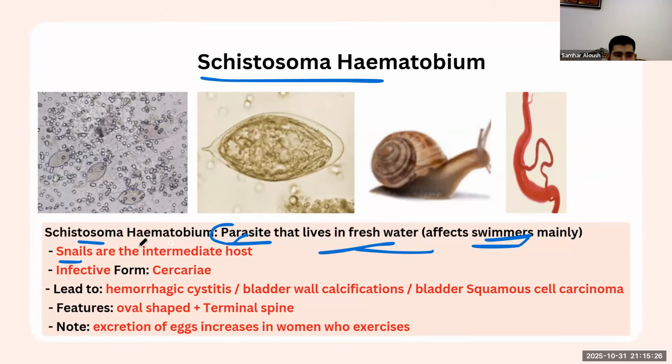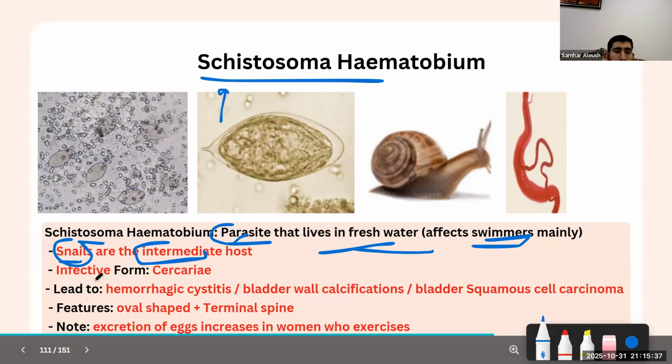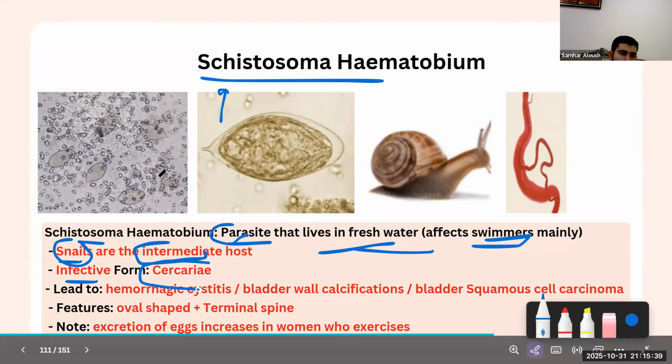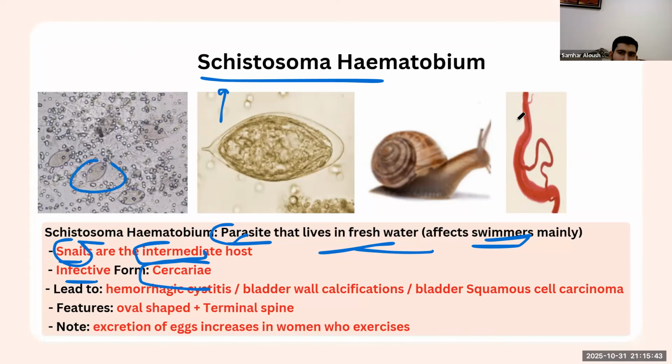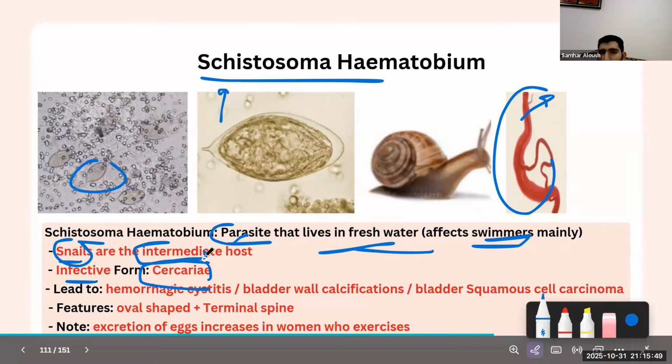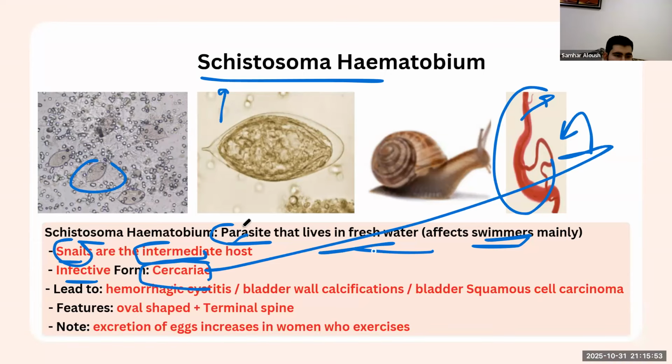It lives in the snails as an intermediate host. They will give you a question. Which of the following is the intermediate host? And you will need to choose snails, okay, for schistosoma. Its infective stage is called Cercaria. So it's either an egg like this or Cercaria, this is Cercaria, which is like the parasite itself. Okay, so this is also a question. Which of the following is the infective stage of schistosoma? Cercaria, and you need to choose this picture also.